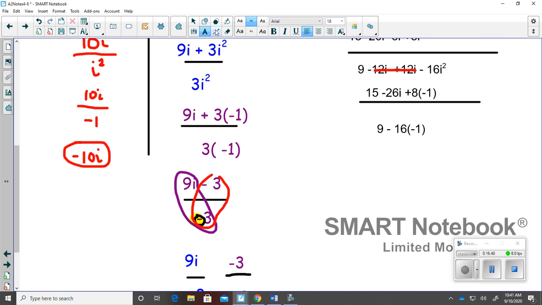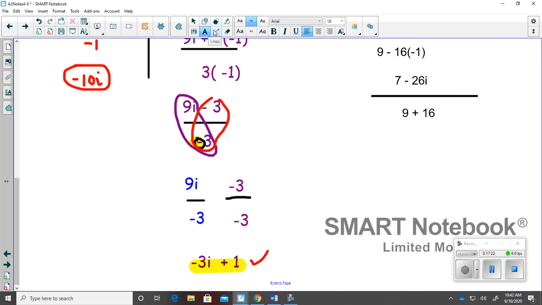Okay, continue the process. You have to show every step, so yes, it takes some time. The numerator now, going back to it to simplify, we see 15 minus 26i and then plus negative 8. You can go ahead and subtract 15 and negative 8. So 15 minus 8 is 7, and then you're left with that 26i. Then you're going to go to the denominator, and you see 9 minus 16 times negative 1. Well, that's the same thing as 9 plus 16. Negative 16 times negative 1, you can think of it that way.